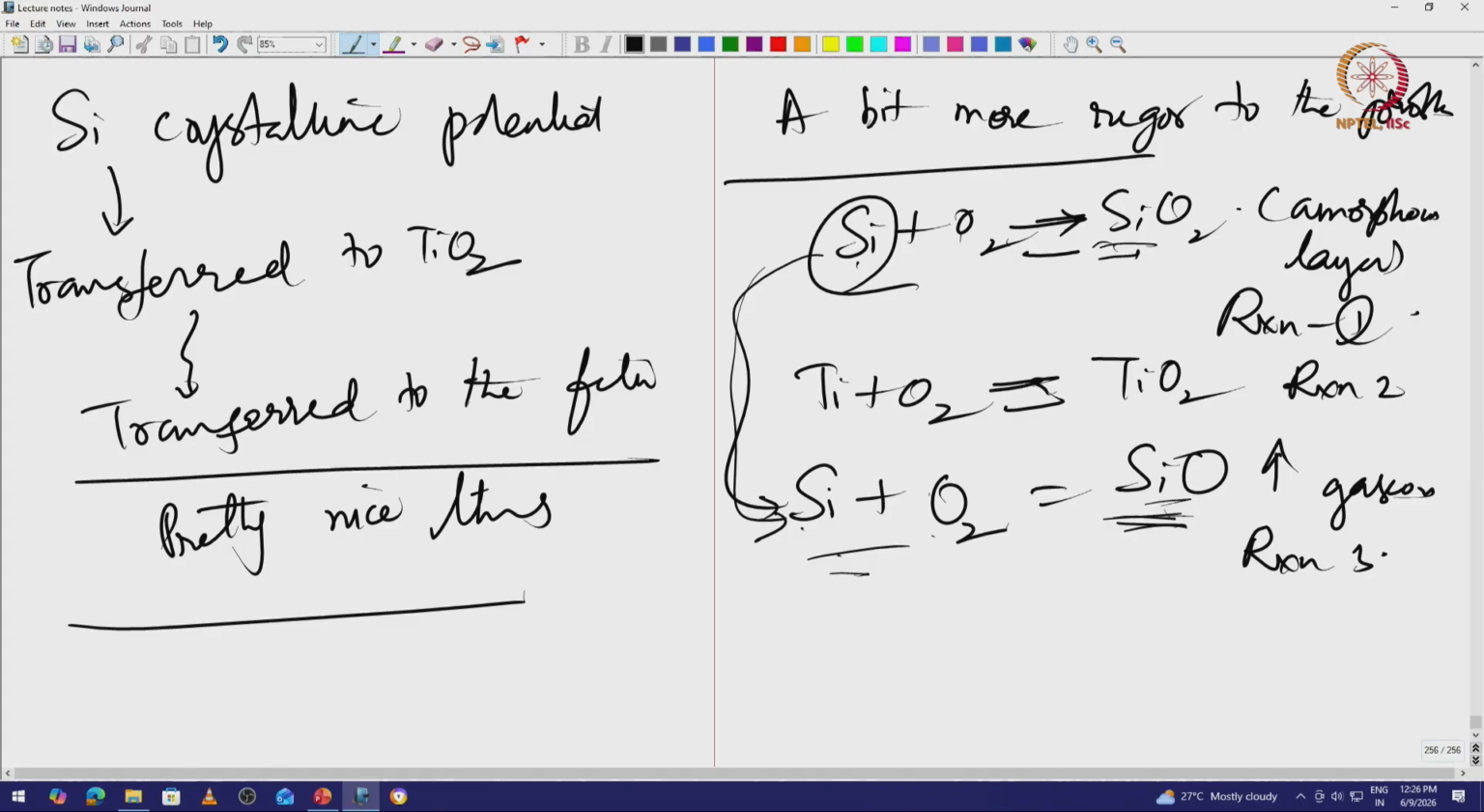So this reaction I wanted to go backward, but these 2 reactions have to go forward, right, and that can take away the oxygen from silicon and then give me the reduced silicon, right.